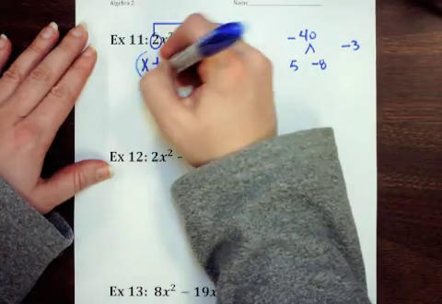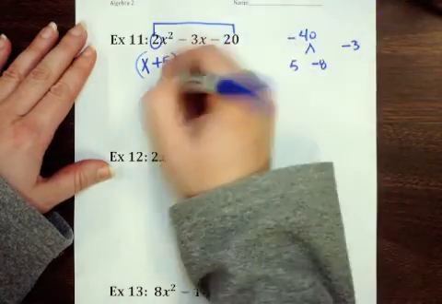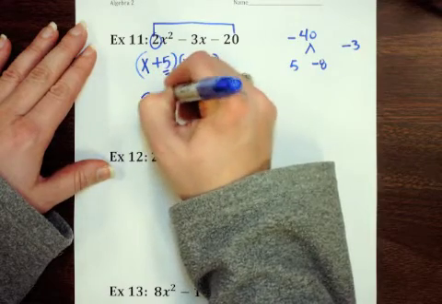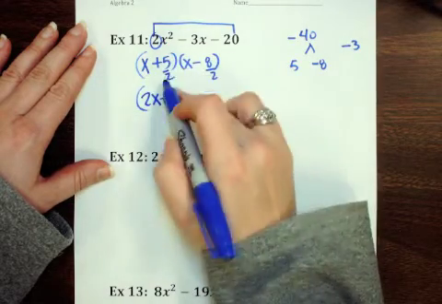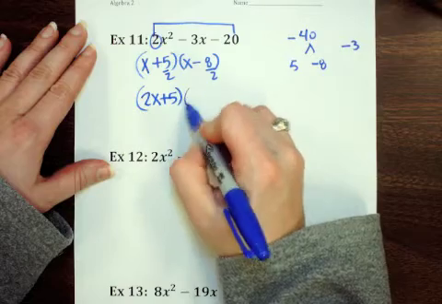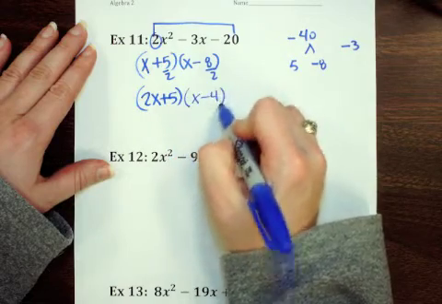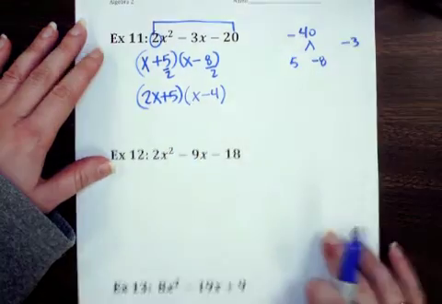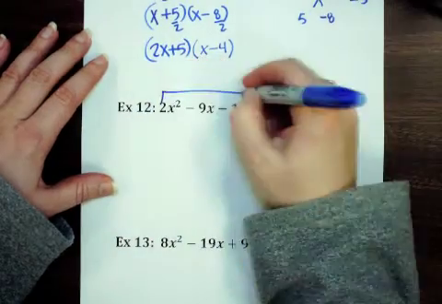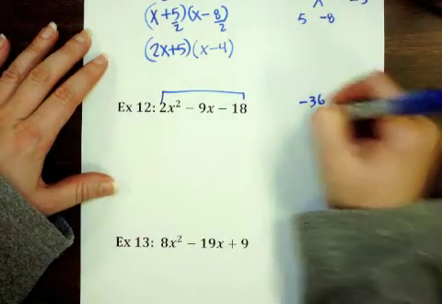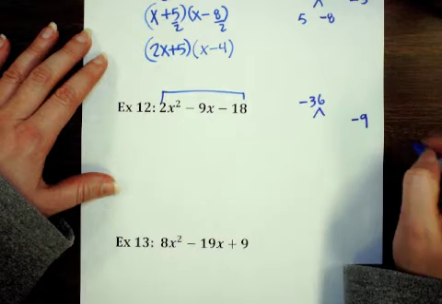Divide both sides by 2 right here. I get 2x plus 5 because that one is reduced. And 8 divided by 2 is 4. There's your final answer.